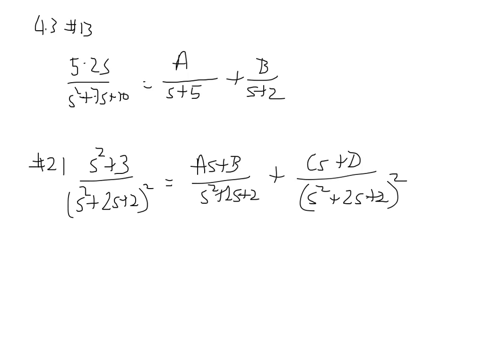Okay, this one. You said you weren't sure how to set up your partial fractions. The first one should have been an easy one. The bottom factor says s plus 5, s plus 2. Those are both linear, so you're just going to have linear on top, or constants on top.